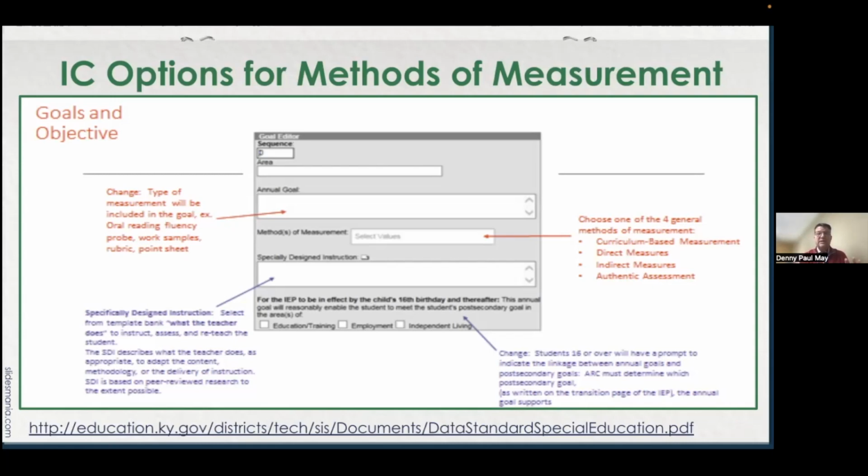But certainly this is a screenshot that shows you methods of measurement in the center of this screen right here, and the 4 that you have. But when you are up here writing your goals, we want to see things like an oral reading fluency probe, or a work sample, or a rubric, or a point sheet.